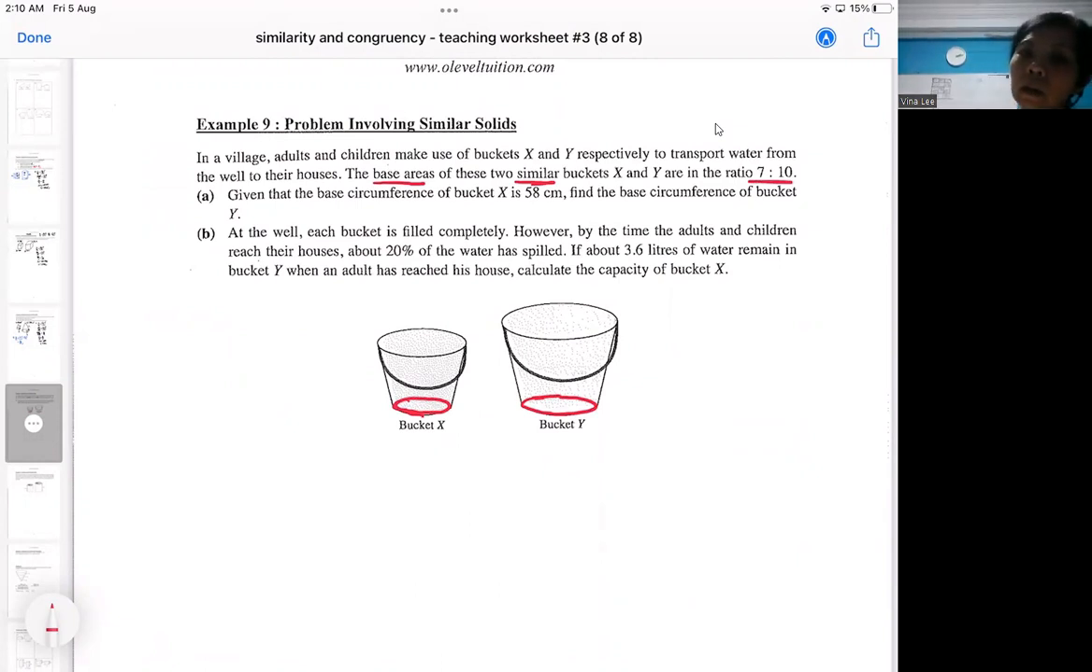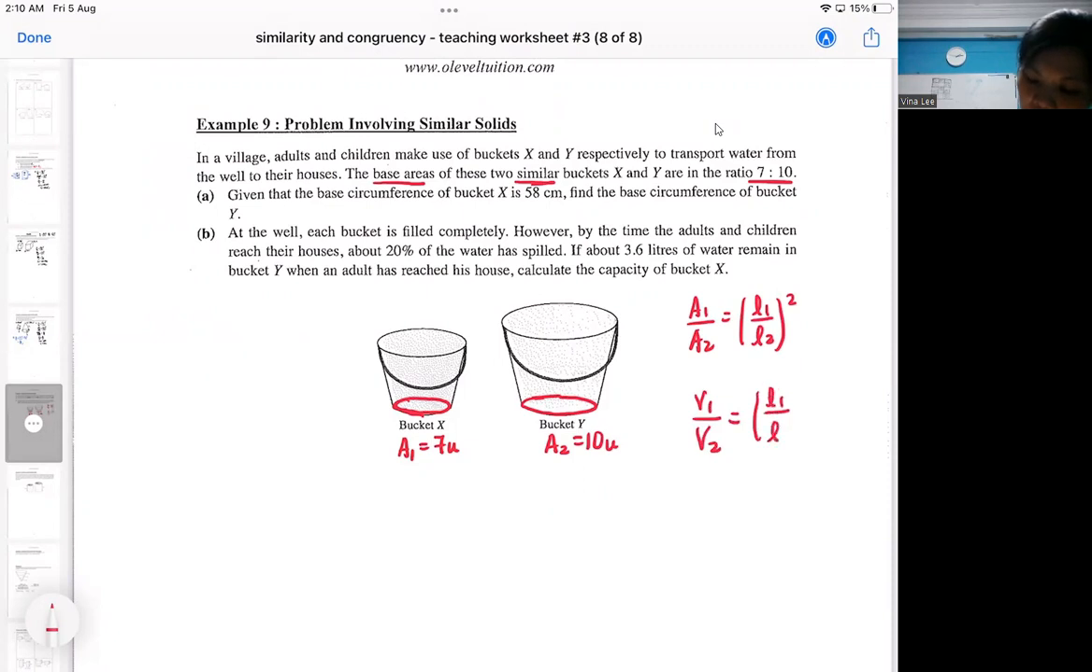Is the 7:10 length ratio or area ratio? This can be A1, 7 units, A2, 10 units. So this is the area ratio. From the area ratio, don't forget, we got the formula. We can play around with this formula. You can put the formula side by side first. But you must be very sure that the 7:10 is actually the area ratio.